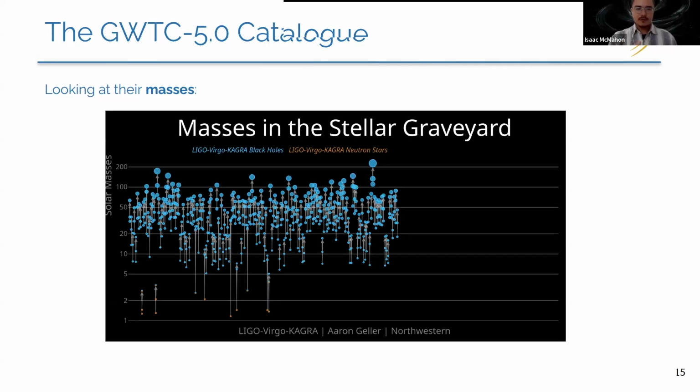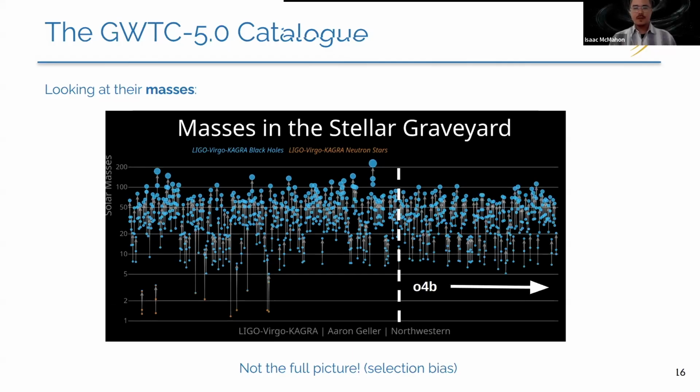So this plot right now is showing every mass that we've detected up to O4a. And here is O4b. It generally follows a similar distribution, but I do want to say that this is not the full picture. This is not every black hole binary or neutron star binary that exists in the universe, because there's some selection bias that is related to what our detectors can actually see. However, this selection bias is corrected for in our analysis, and this is just one of the systematics that we have to consider.